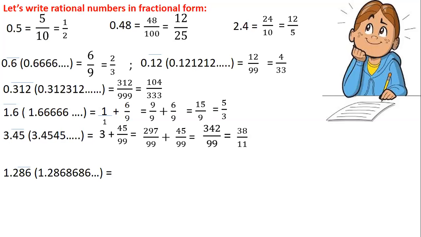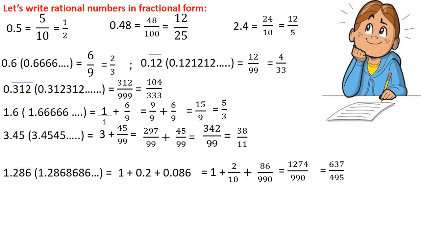1.28686, so the 86 is periodic, so we write 1 plus 0.2 plus 0.086. So 1 plus 2 over 10 plus 86 over 990. We change them into like fractions and we get the answer. After that, we reduce. This is how we change decimal numbers, or rational numbers, into fractions.